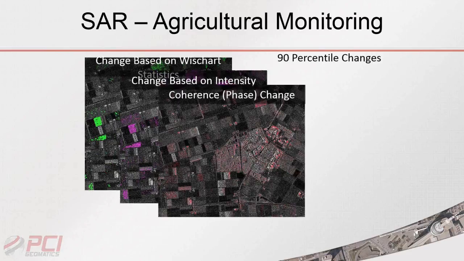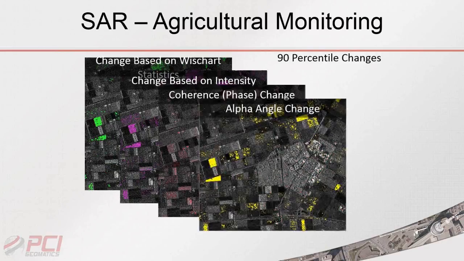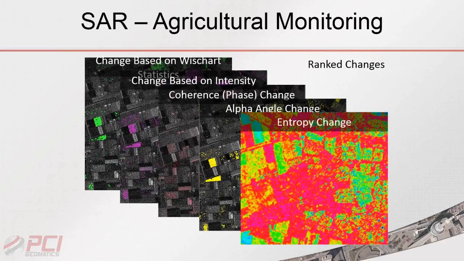We can also look at the phase change, as I mentioned, the time element of the signal, and anything that would have perturbed the signal on the ground can be measured through coherent phase change detection. We can look at the alpha angle change. So this is the orientation of the features with respect to the sensor's line of sight. So if we have crops growing in a particular direction as compared to the sensor's illumination pattern, then we will pick those up. And we can also look at entropy. So this is a dominant versus multiple scattering mechanisms is what we're seeing here.